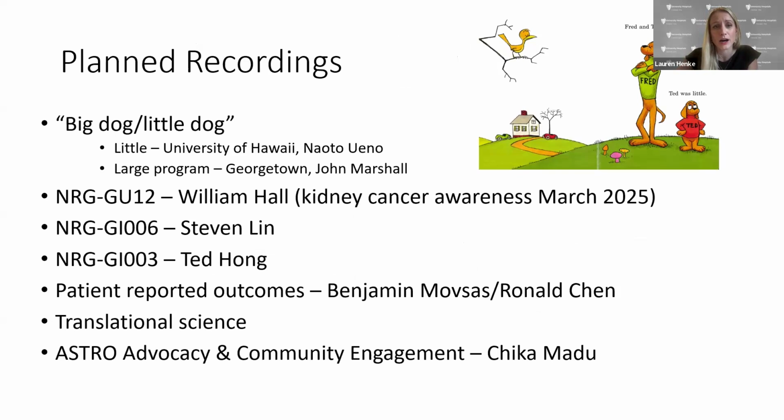Other planned recordings that are coming up, we'll be highlighting the Samurai trial with Bill Hall, and we are working to try to get some NRG GI-006 and GI-003 podcasts lined up, patient-reported outcomes, astro advocacy. One that we're excited about and that we're partway into is a Big Dog, Little Dog episode featuring the challenges of cancer centers, both on a smaller scale, like the University of Hawaii, and then also challenges faced by larger programs as well. So these are things to look forward to that we're excited to highlight.